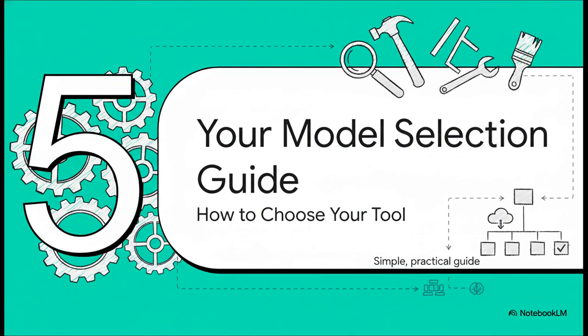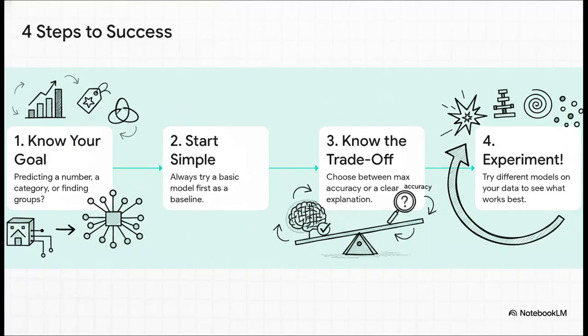So, we've gone through all the jobs and we've looked at the major tools in our toolbox. Now, let's put it all together into a simple, practical guide you can actually use. Look, it really comes down to these 4 steps. First, and this is by far the most important, know what your goal is. Are you trying to predict a number, a category, or just find some groups? Second, and please remember this, always start simple. Don't jump to the most complicated, powerful tool right away. A simple model gives you a baseline. Third, you have to consciously make that choice. Do I need the absolute best accuracy possible, or do I need an answer I can actually explain to someone? And finally, you just have to experiment. No guide can replace trying a few different models and seeing what works best for your data.